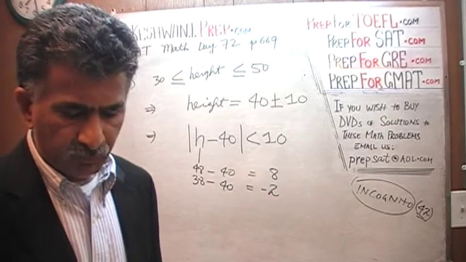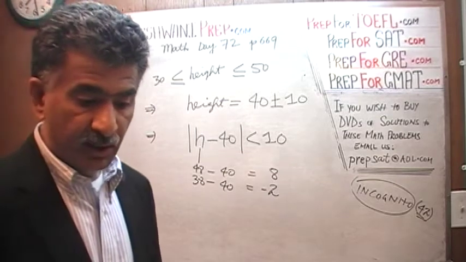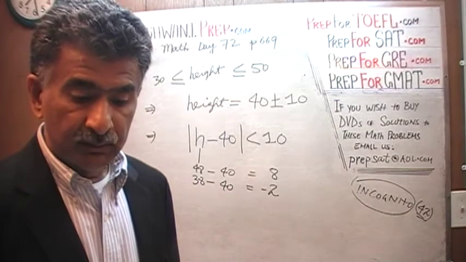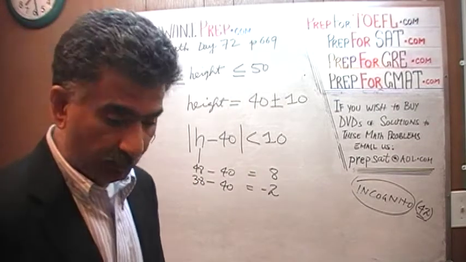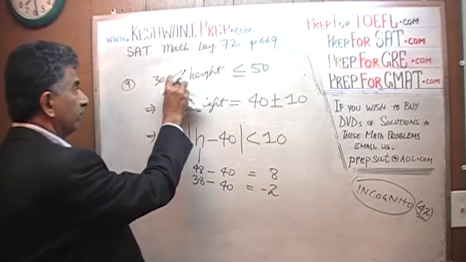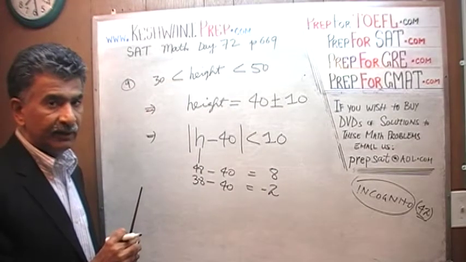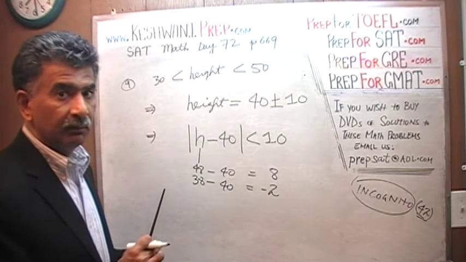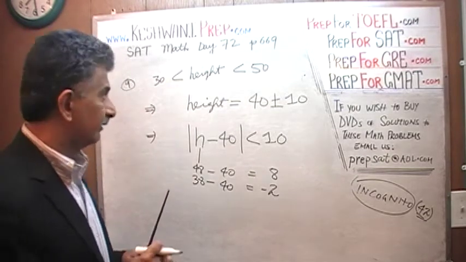A regulation for riding a certain amusement park ride requires that the child be between 30 inches and 50 inches tall. I was wrong. It has to be between 30 and 50, not from 30 to 50. I misread it. It has to be between, which means it has to be something more than 30 and it cannot be 50. It has to be less than 50.